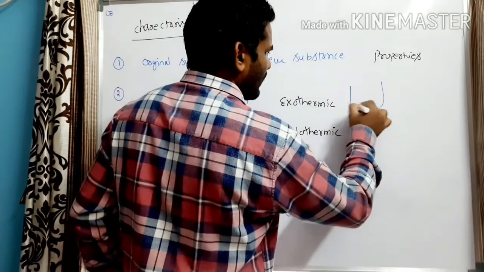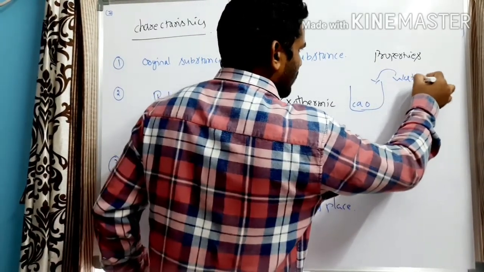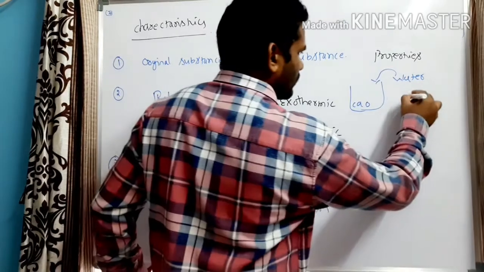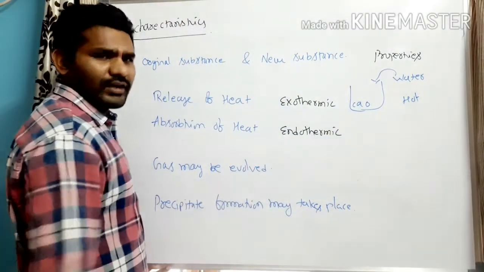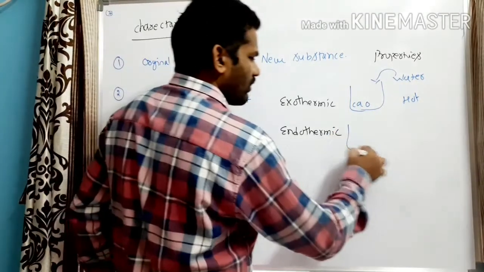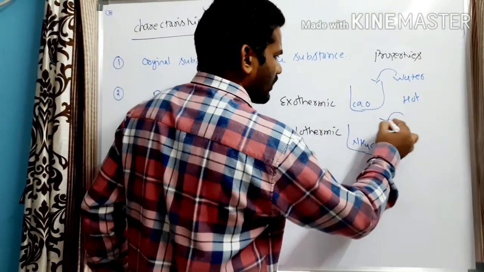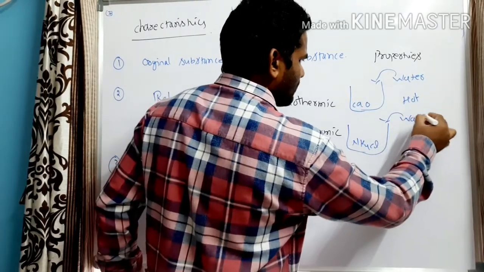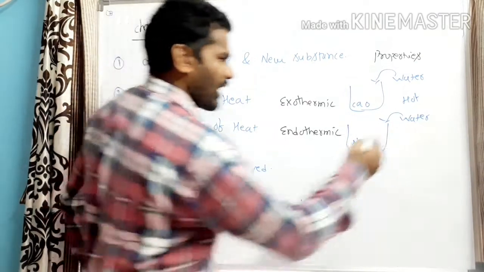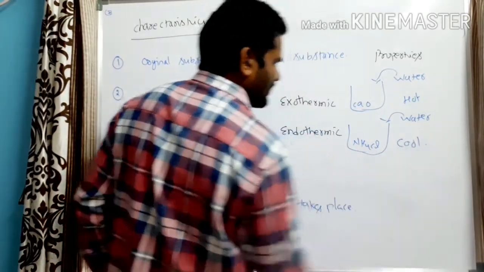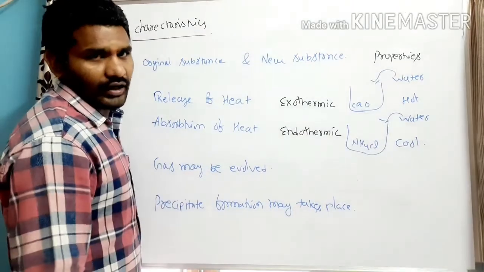When you take calcium oxide and add water to it, when you touch the bottom of the beaker, you feel it is hot. That means it is an exothermic reaction in which heat is liberated. And when you take ammonium chloride in a beaker and add water to it, when you touch the beaker, you feel it is cool, which means there is an absorption of heat. So it is an endothermic reaction.